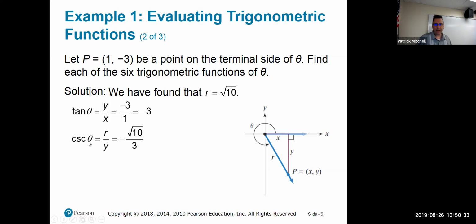The cosecant of theta is r over y. It's the reciprocal of sine, which is y over r. So that one comes out to -√10/3. The secant of theta is r over x, which just comes out to √10. And finally, the cotangent of theta is x over y, which just comes out to -1/3.